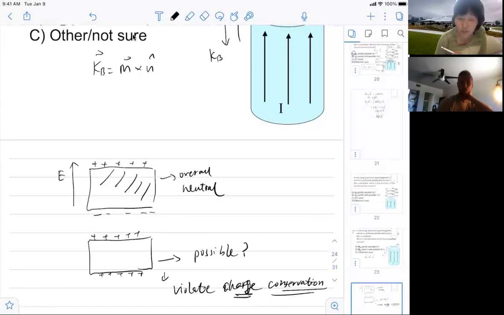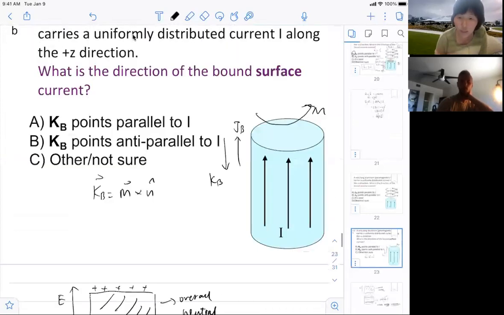That's charge conservation. Now, if it's overall neutral and then after you polarize it, you get some net positive charge, of course, that is not possible, right? That is the charge conservation. So, what is current to charge? Current is really charge starting to move. So I can also invoke current conservation, which is really just charge conservation, right?